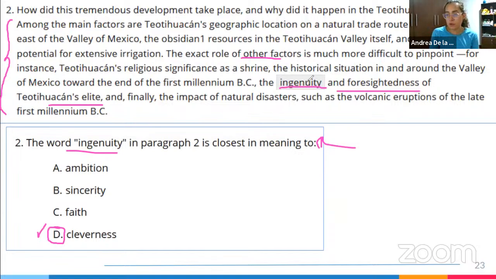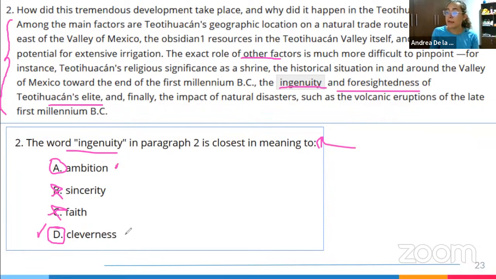For example, if you ask yourselves, would it be the sincerity of the elite that led to the development of the city? I don't know, right? It doesn't make too much sense. Would it be the faith of the elite? I don't think so either. But if you guys think about the ambition of the elite, for example, it makes more sense, right? Because the ambition of the elite is what led to the development of the city. That makes a lot of sense to me.